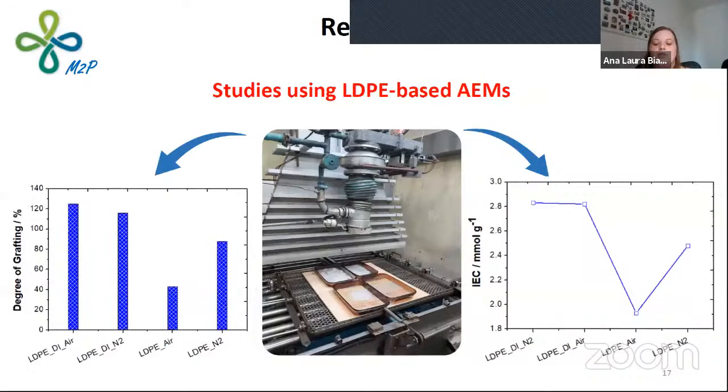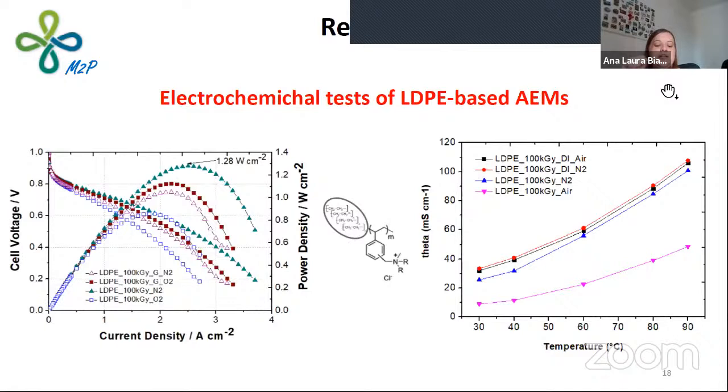So this one is studies using low density polyethylene instead of ETFE, we're using LDPE membranes. Andrei, our PhD student, has been checking the influence of irradiation atmosphere on this type of polymer, like we've done for the ETFE. Here in the picture, you can see the samples under the E-beam irradiator, and these are the degree of grafting and IEC results that he has obtained. Something very interesting is the fact that the membrane irradiated under nitrogen for LDPE also gives the best results in terms of performance. So you see here, 1.2 watts per square centimeter.